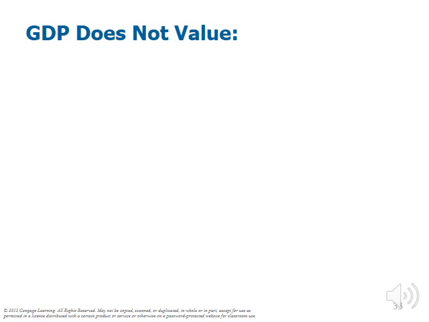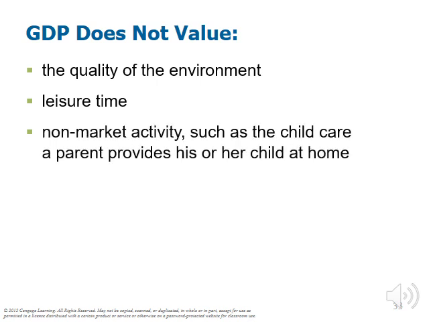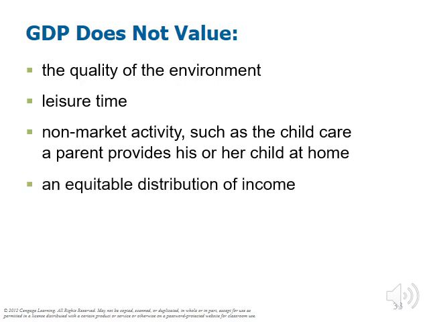GDP leaves out the quality of the environment. It leaves out your leisure time. It leaves out non-market activity, such as childcare. It leaves out an equitable distribution of income. Each of these might contribute to your well-being and the well-being of society.